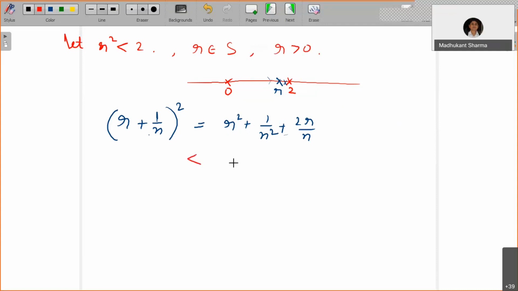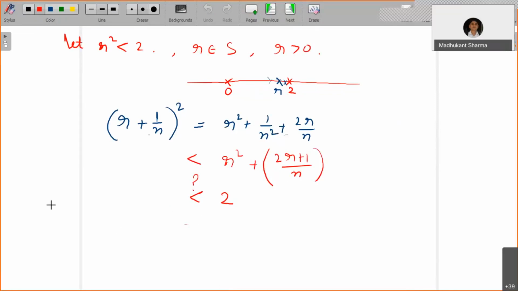Further, as we told, 1 by n square is strictly less than 1 by n. So this is going to be r square plus 2r plus 1 by n. Now what we want to show is that this is strictly less than 2. That's what we want to claim: there exists some n in N such that this holds. Now r square is strictly less than 2, so we are going to use that.